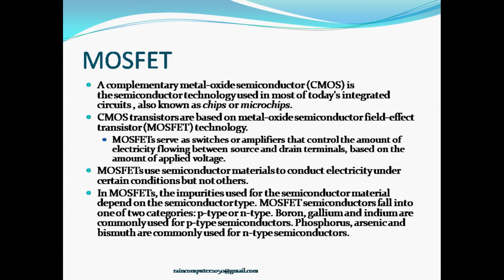In MOSFET, the impurities used for the semiconductor materials depend on the type of semiconductors. That is, MOSFET semiconductors fall into two categories, P-type or N-type. For P-type semiconductors, they use boron, gallium and indium, and for N-type semiconductors, phosphorus, arsenic and bismuth are used.